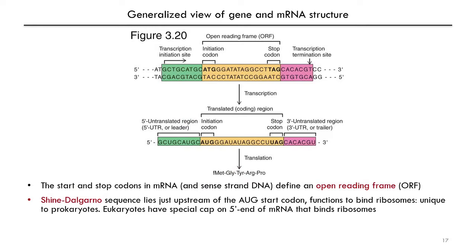In prokaryotic mRNA, we have what is called the Shine-Dalgarno sequence in the 5' untranslated region, just a few bases upstream of the start codon, and it functions to bind the ribosome. In eukaryotes, there is a special 5' cap on mRNA that binds ribosomes. We'll touch on this more in later topics covered in the course, but for now we are interested in the coding region or open reading frame in DNA and what happens to the translated protein as a result of mutations that change this DNA sequence.